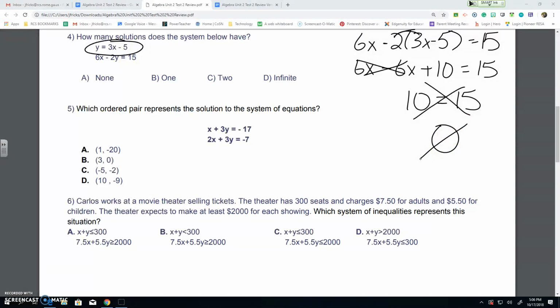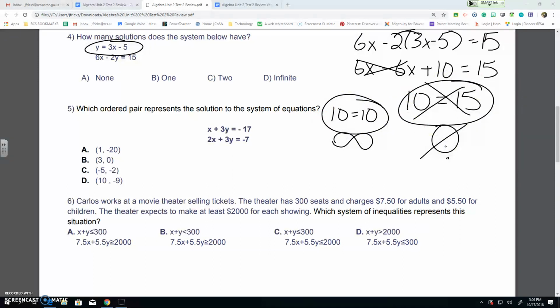Keep in mind with problems like this, if the two numbers don't make sense, it is no solution. But if it was something like 10 equals 10, and that makes sense, then that would actually mean infinite solutions. So sometimes you'll have to pay attention to what it's giving you. If it makes sense, it's infinite. If it doesn't make sense, it's no solution. And then anything else would have an x here. So in this case, it's no solution, so we choose answer choice A, which is none.